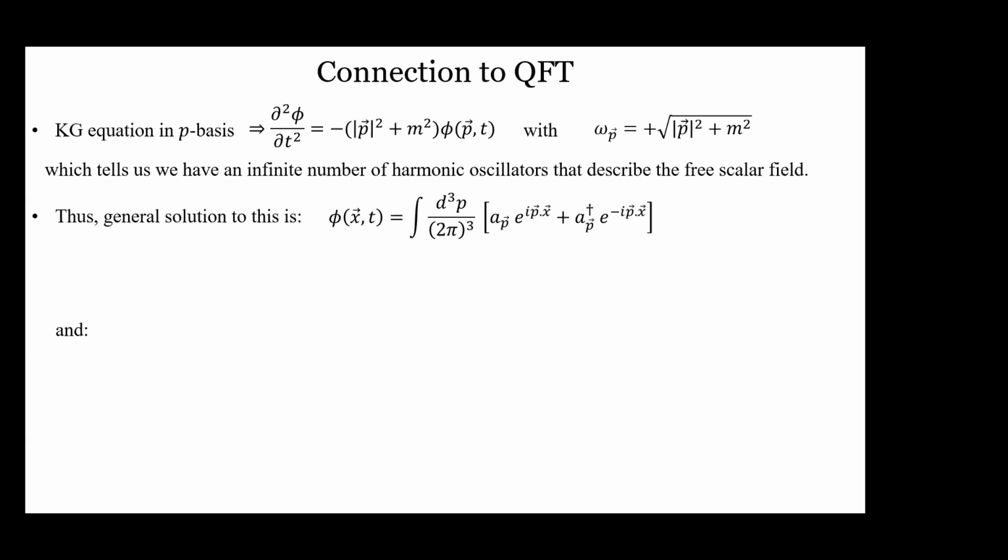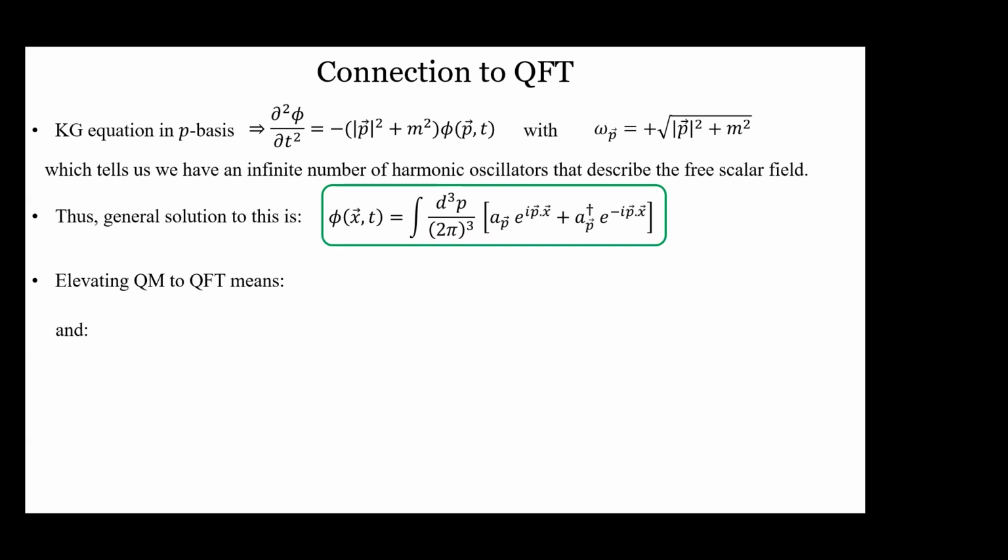So it's integrated over the momentum space, because remember this is on the momentum basis. So this is the 3D integral over momentum. And 2 pi factors come in from the Fourier transform definition. And we're expressing it in terms of the creation and annihilation operators.